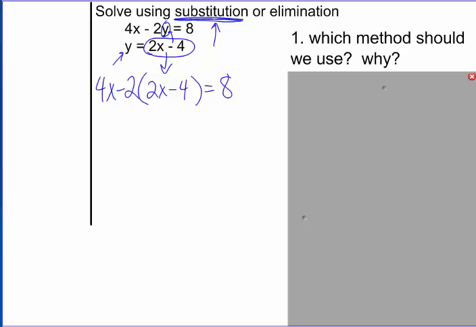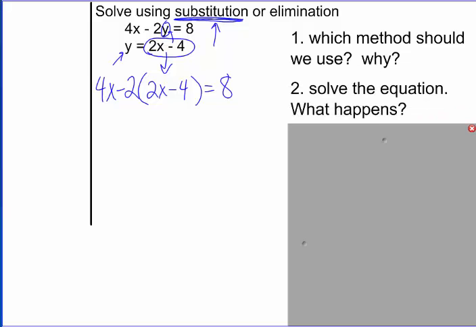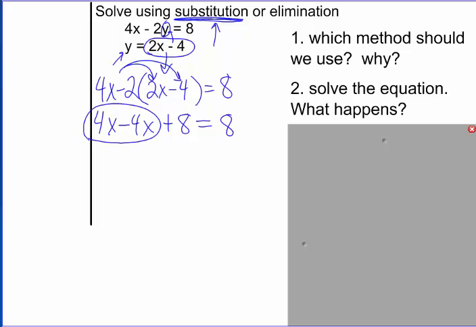And now we're going to simplify. So we're going to solve the equation and see what happens. 4x, distribute. It's negative 4x, distribute. That'd be plus 8 equals 8. Now combine like terms. What's 4 minus 4? Well, 4 minus 4 is 0. So I end up with 8 equals 8.